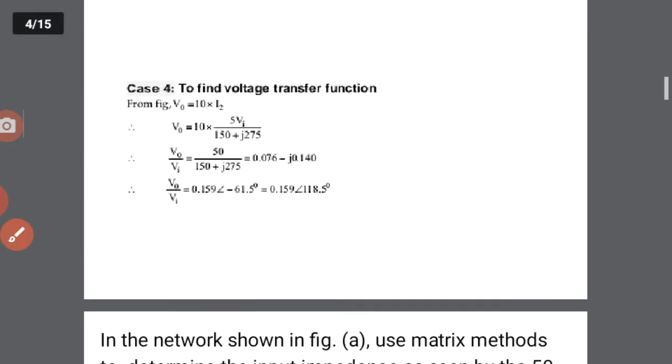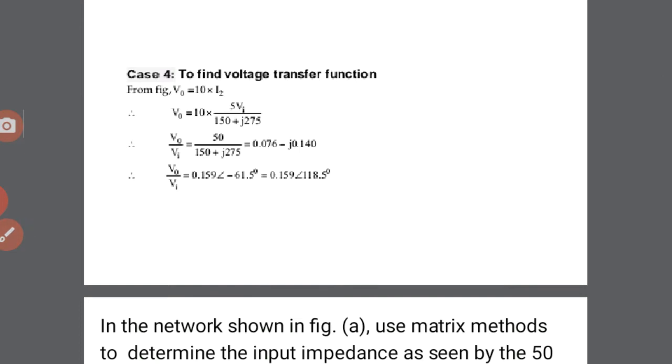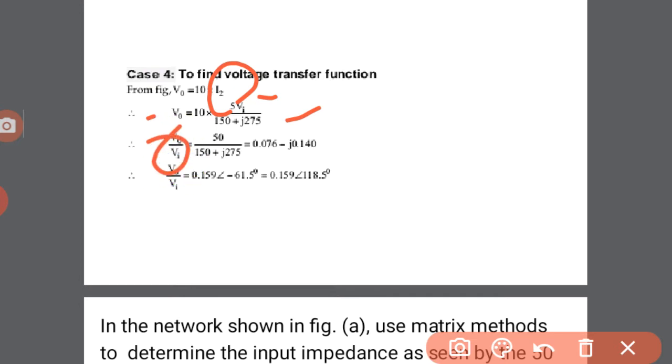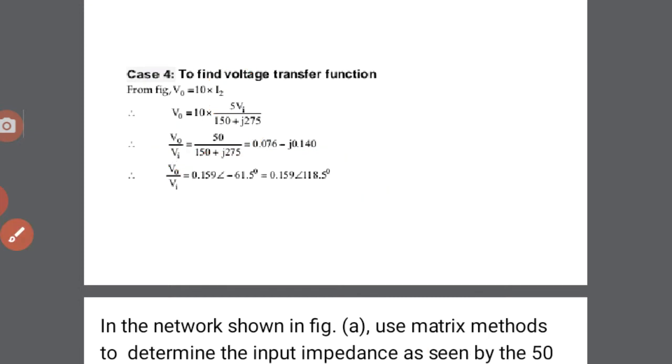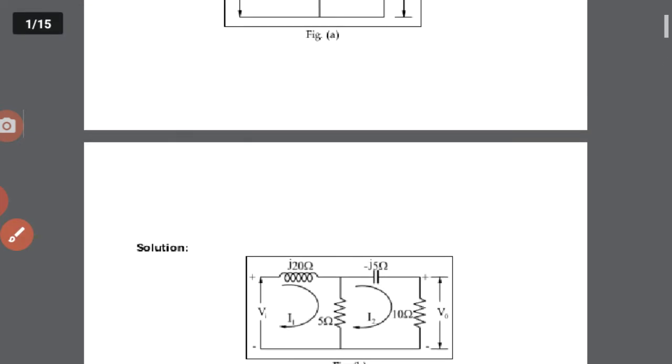From that you find the voltage transfer function. We already know that V0 is equal to 10 into I2. We found I2 equal to 5 Vi by 150 plus j275. So V0 by Vi is equal to 50 by 150 plus j275. Finally we get the transfer ratio V0 by Vi equal to 0.159 angle minus 61.5 degrees. In this way you find the transfer function.